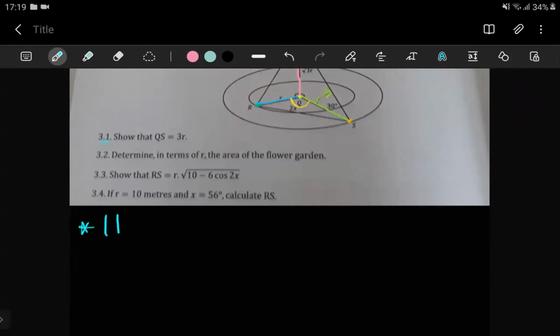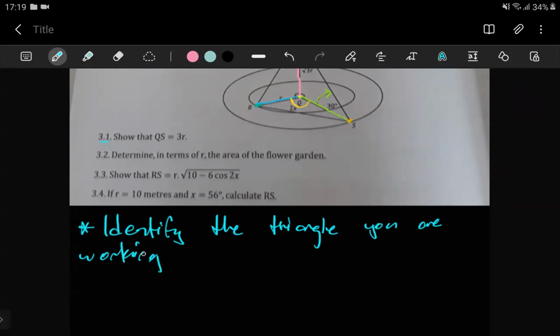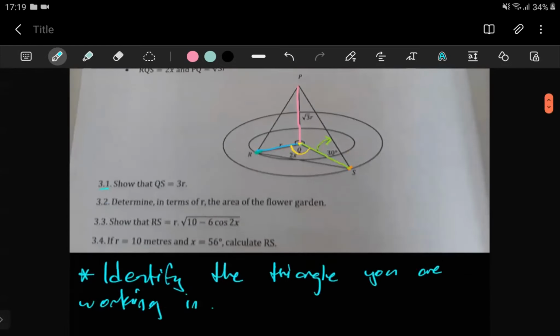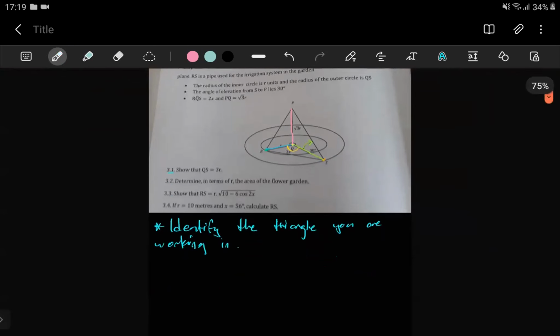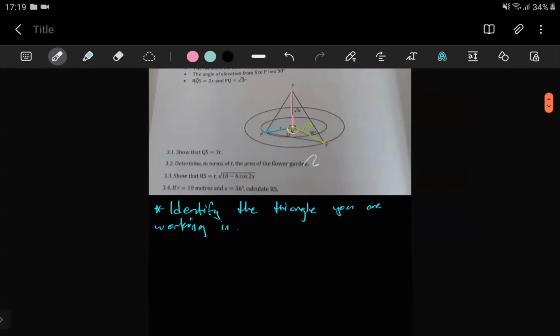You see, identify the triangle you are working in. So the triangle we're working in, if you're thinking of QS, you can just draw it out for yourself, so that the moment you draw it out, you almost zone out a bit, just a bit. So QS is in 2 triangles. You see, identify the triangle you are working in.